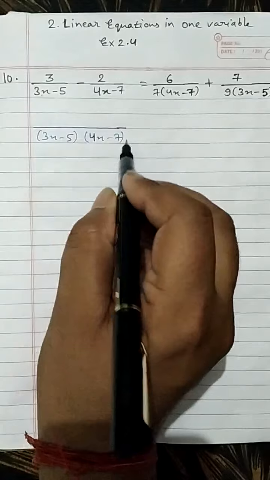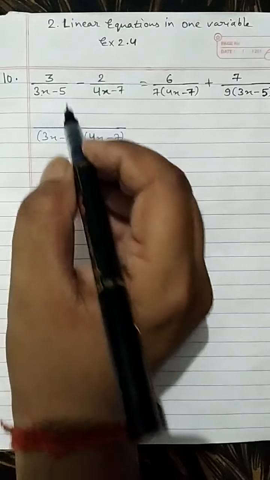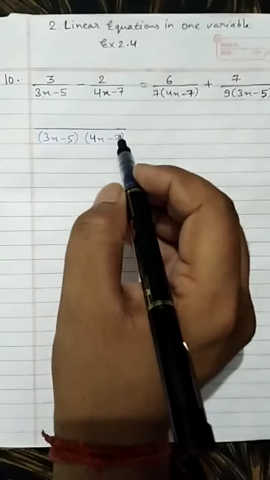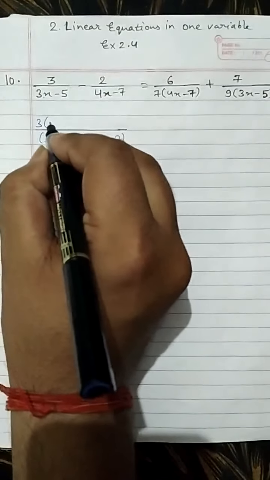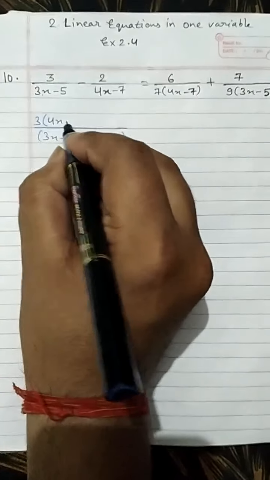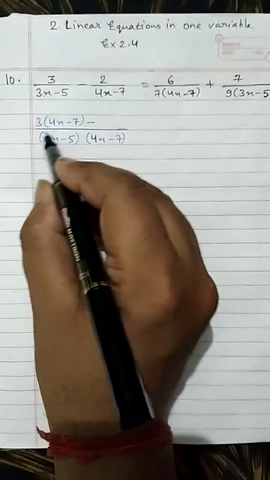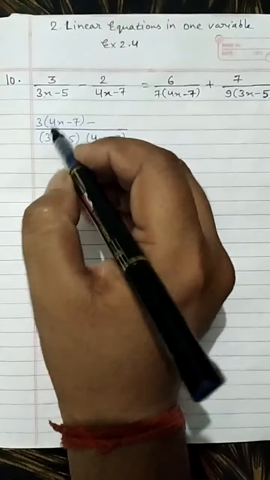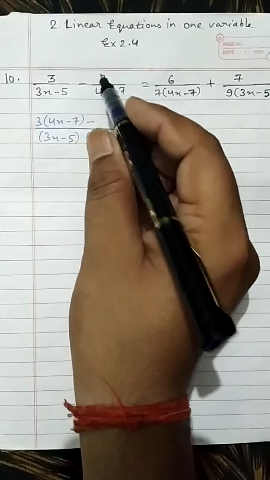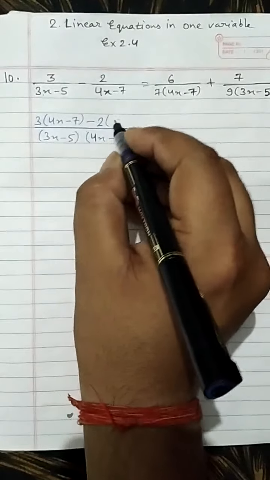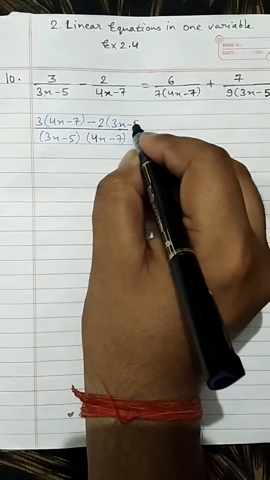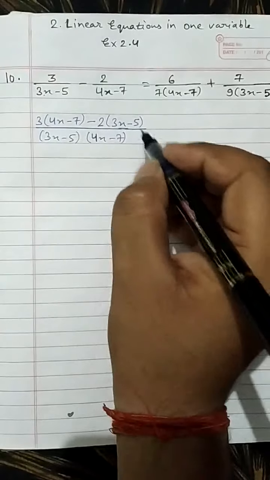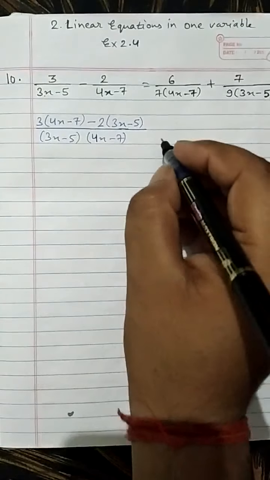When we divide this LCM by 3x minus 5, we get 4x minus 7. And this 4x minus 7 is multiplied by 3. We will put here 3(4x minus 7). This minus sign is here. Again, when the LCM is divided by 4x minus 7, we get 3x minus 5. So this 3x minus 5 will be multiplied by 2. So 2 will be outside and 3x minus 5 will be inside the bracket. This is the solution of LHS.